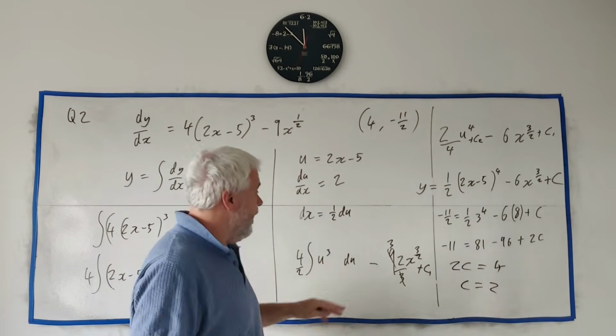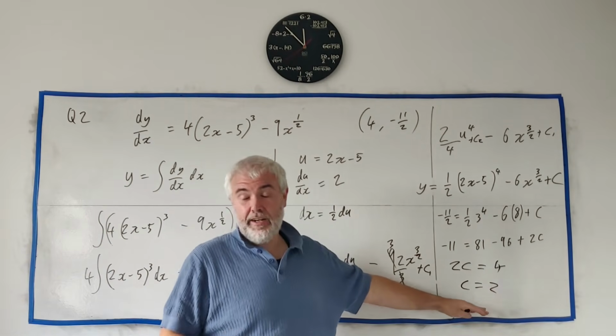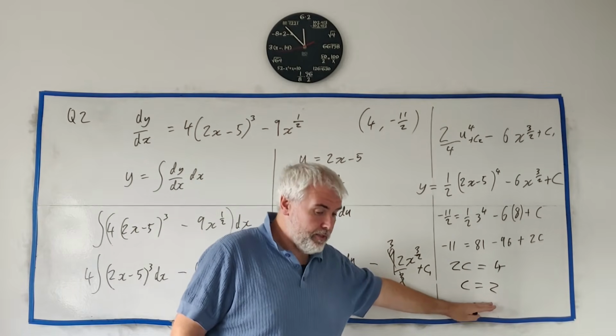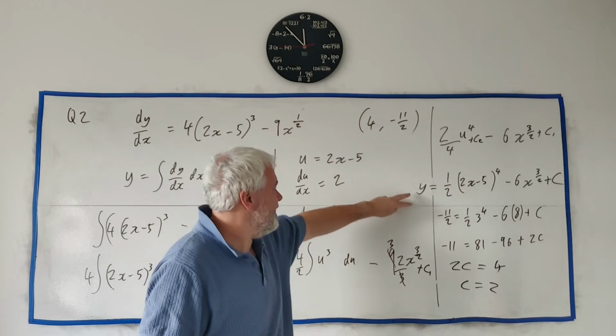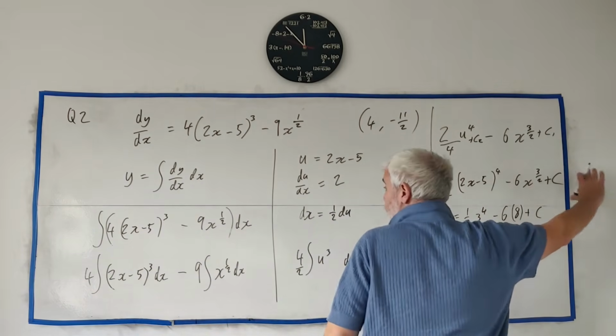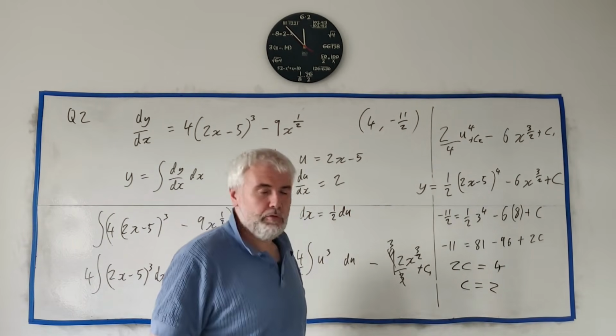I ran out of room here. I might lose a mark for this. I don't know. They might give you full marks for leaving this as your answer. It's right, but what they really want to see is this line here once more. They want you to write this line out once more, but instead of having a C here, they want you to put 2. So don't lose that mark.